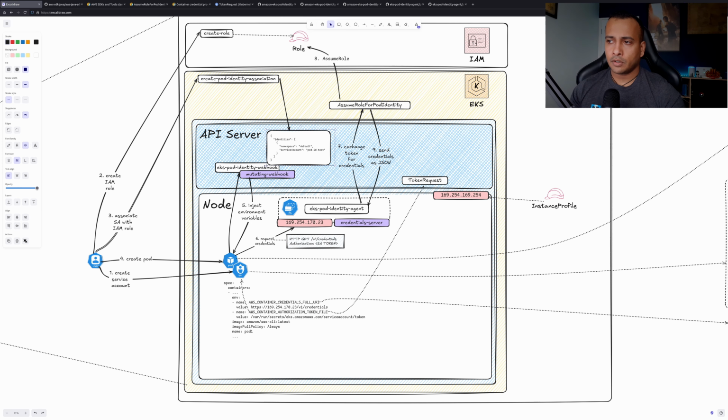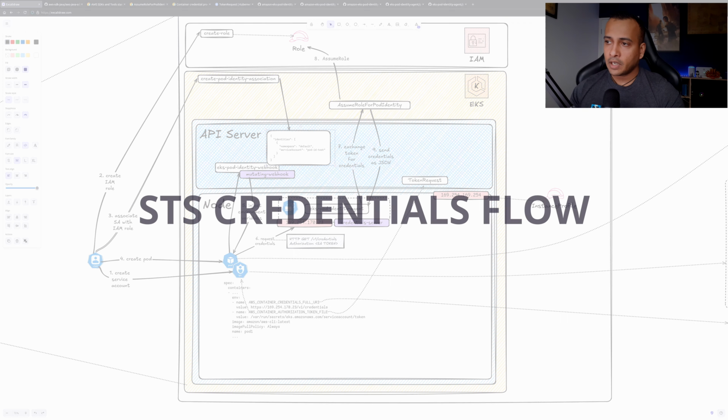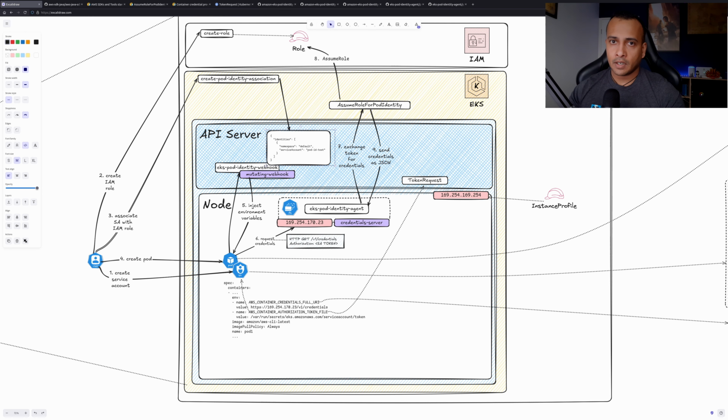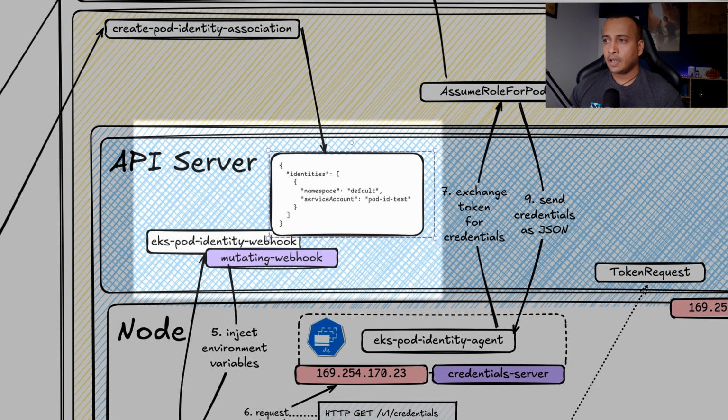Basically, there are two scenarios the webhook works with. One is called the STS credentials flow, which we will use in the next video when it comes to IAM roles for service accounts. But in this case, EKS has configured the webhook so that it uses the container credentials scenario. So in the container credentials scenario, it watches a file inside the API server that has a list of identities, basically service accounts and their namespaces, that should be used to map IAM roles into a pod.